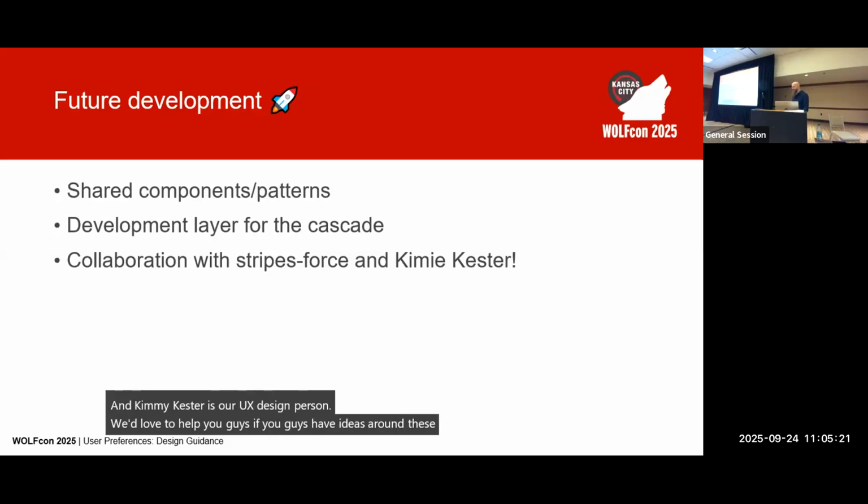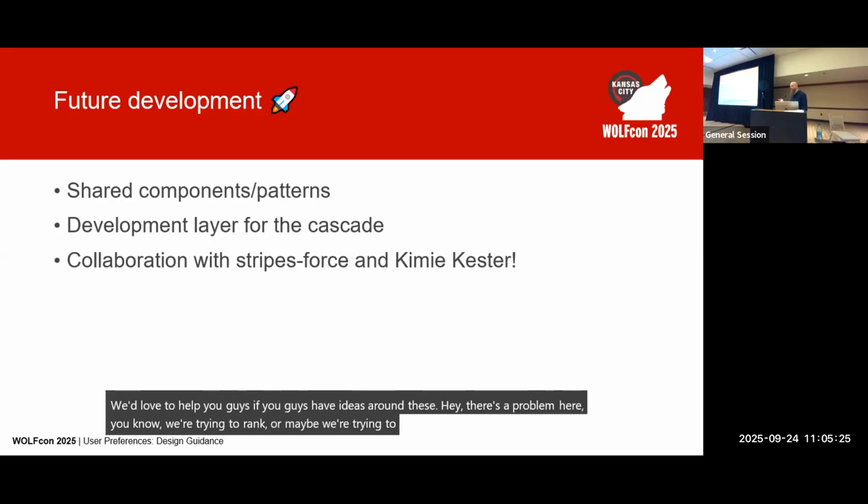Hey, there's a problem here. We're trying to wrangle, or maybe we're trying to wrangle multiple problems. How can we leverage user preferences? How can we create a UI and a UX experience that's gonna help make Folio a more powerful platform, more powerful product?